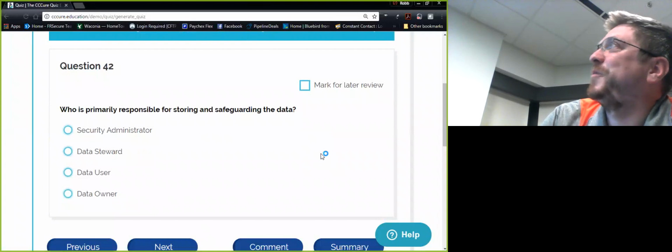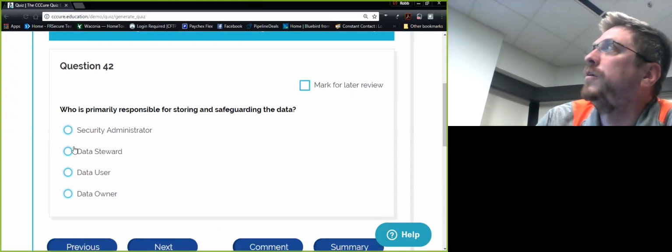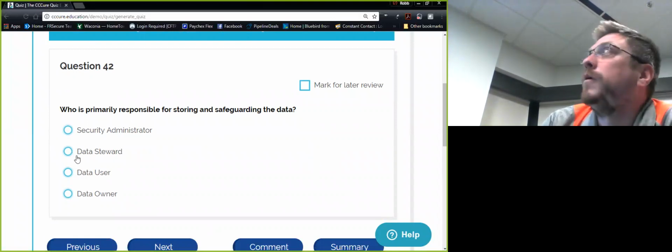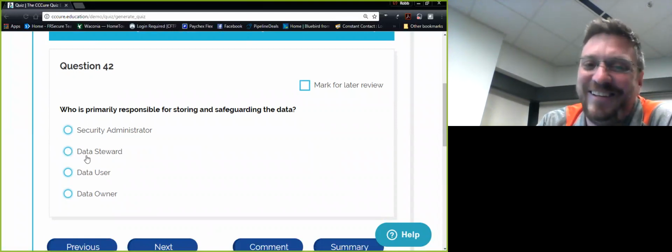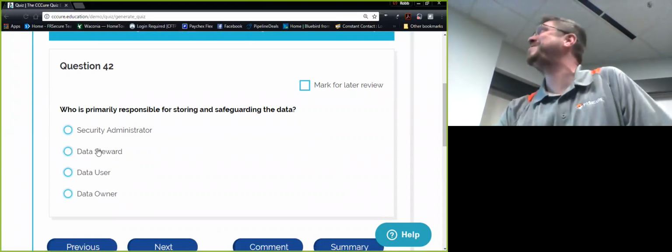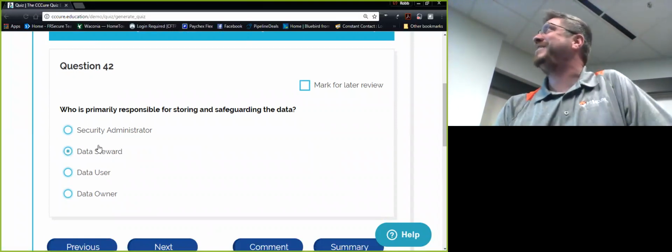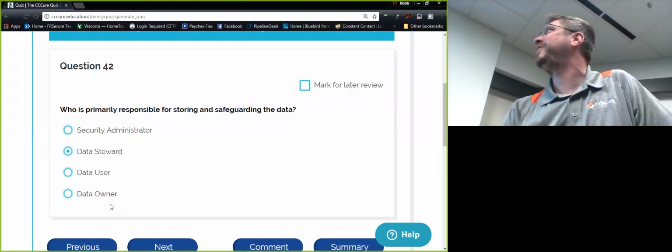Who is primarily responsible for storing and safeguarding the data? The security administrator, the data steward, the data user, the data owner. Let's take whoever is on the other side of this. That took me a second. I was just pointing fingers at people. It would be the steward, right? No, it's not the user that's responsible for storing and safeguarding. It's not the owner responsible.